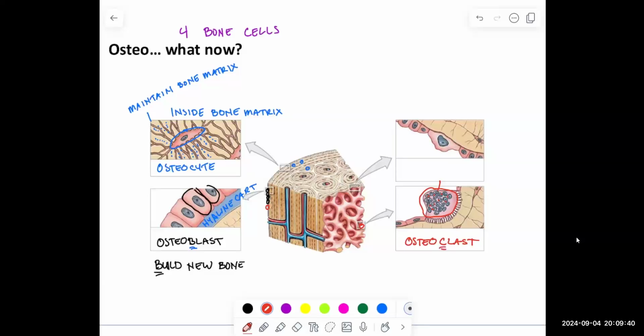Uh-oh, look, just one letter off. They look different, they're found in different places, and they do different things. This one, I want you to remember, cuts away bone. This is challenging to think about. Osteoclasts dissolve the bone. They break down your bones. Why on earth would you want cells to break down your bones? Who can tell me?